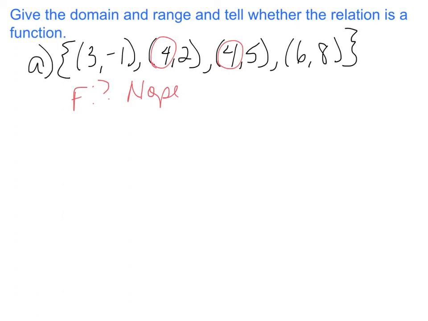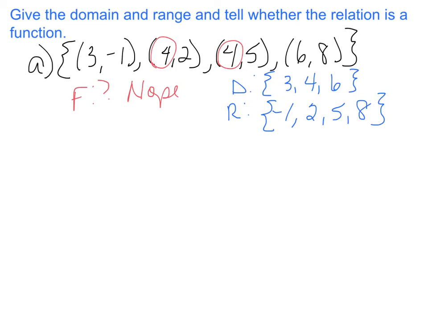But regardless of whether or not it's a function, we can still state the domain and the range. What's the domain of this function? 3, 4, 6, good. What's the range of this function? Negative 1, 2, 5, and 8. Good. Now, these happen to be in order, but if they're not in order in your problem, make sure you're rearranging them when you state the domain and range, because remember that's part of domain and range.